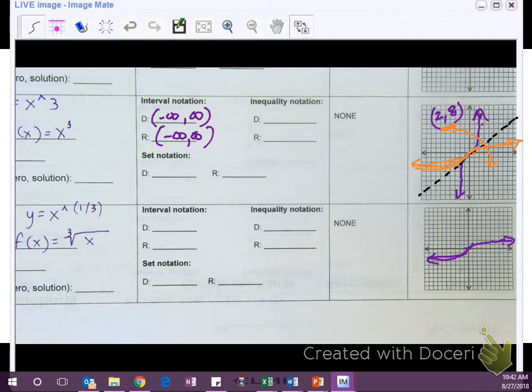And hopefully, the next thing we're going to do is inverses. So in the next lesson, we'll be looking more at this, reflecting it across the line y equals x. But that's how I know it's cube root, because it looks just like the cubic, except that it's been reflected across this line, y equals x. Has the domain or range changed? No. Still going left and right forever, still going up and down forever.